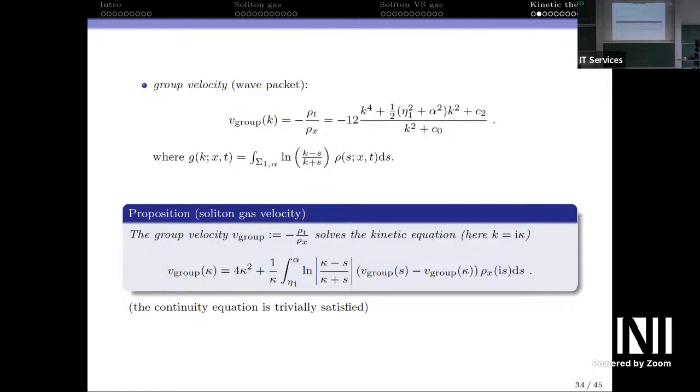You see that you have V group here and V group here on both sides of the equation. I'm not writing the continuity equation because it's trivially satisfied in this case. So there is nothing to check. So this is for the soliton gas. What about the soliton itself?